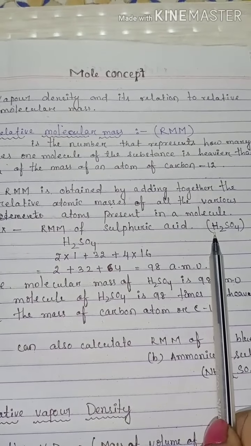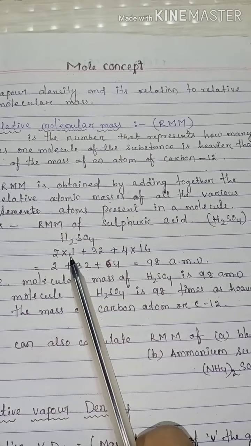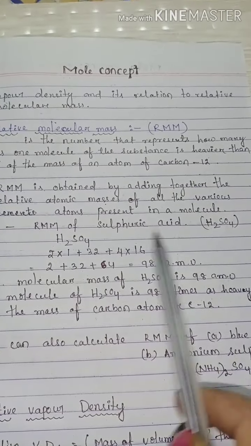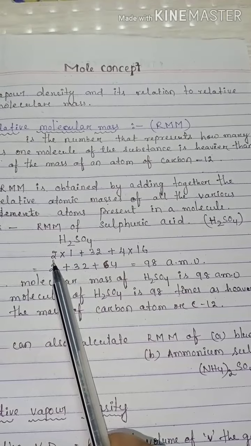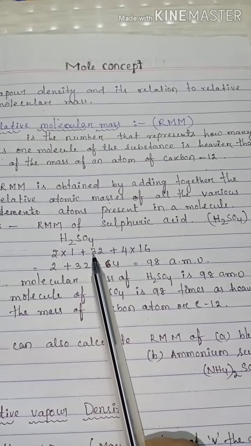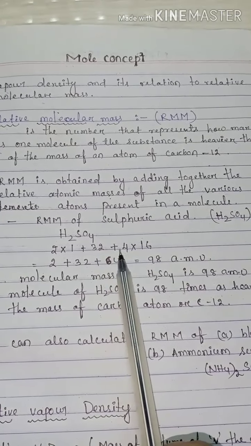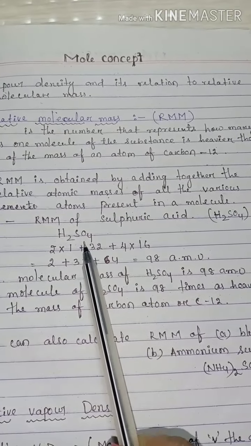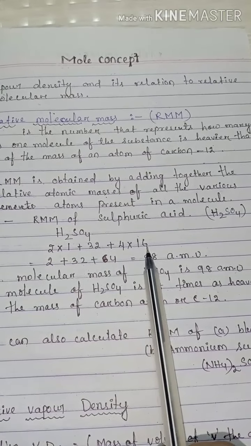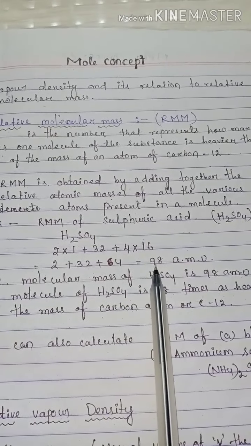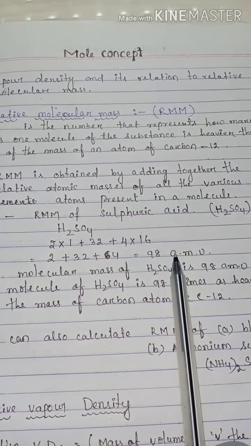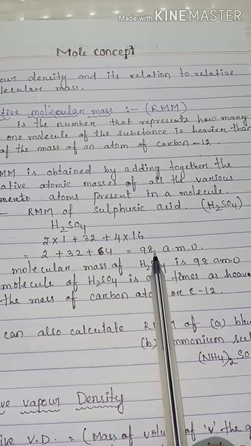See, how many hydrogens are there? 2. Atomic mass of hydrogen is 1, so 2 into 1, plus sulfur. Atomic mass of sulfur is 32, so plus 32, plus 4 into 16. 16 is the atomic mass of oxygen, and 4 oxygen atoms are there. 4 into 16. Total is 98 AMU, atomic mass unit. That is, the molecular mass of sulfuric acid is 98 AMU.